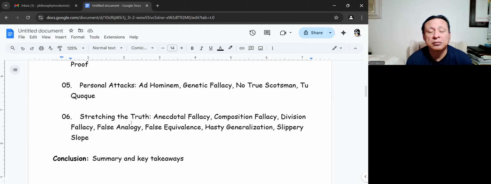So you attack him. This is typically in politics. This happens. Genetic fallacy. No True Scotsman is a famous one. Tu quoque, also called "you too." Like, if your parents say don't smoke because it's bad for you, and you're like, but you smoke. So you do it too, right? Just because somebody does something doesn't mean that's an argument for why that thing is good or bad to do, right?